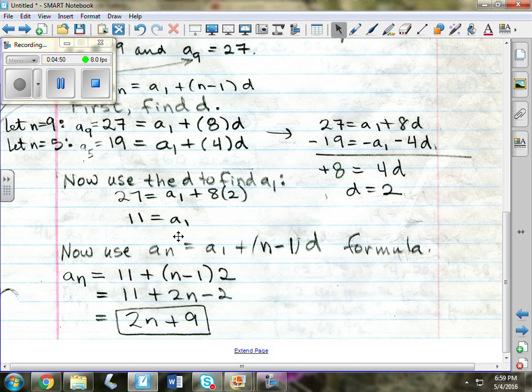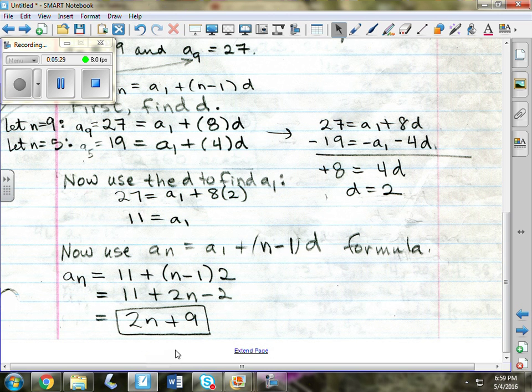Now I can solve for a sub 1. It's 11. Now I can use the basic formula, and I'm going to substitute into it and find that a sub n is 11 plus n minus 1 times d being 2. Then I'm going to do what I did up here in the earlier example and distribute the 2 and simplify. Now I've got a formula for any term, so I could find the 157th term by substituting 157 in here and figuring out what it is with this formula.